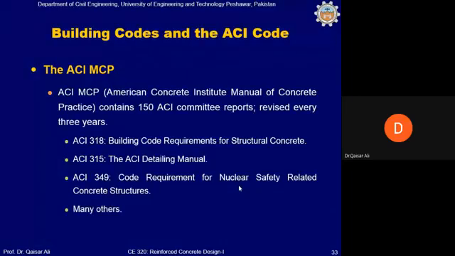You should note this down. Within the ACI MCP, there is a document called ACI 318, which, if you look at the name, is Building Code Requirements for Structural Concrete. So it is this code which we will be using, but this code is part of the Manual of Concrete Practice. Structural concrete also covers reinforced concrete. So ACI 318 covers buildings and concrete, not bridges, not dams, and only reinforced concrete, not other types of concrete.